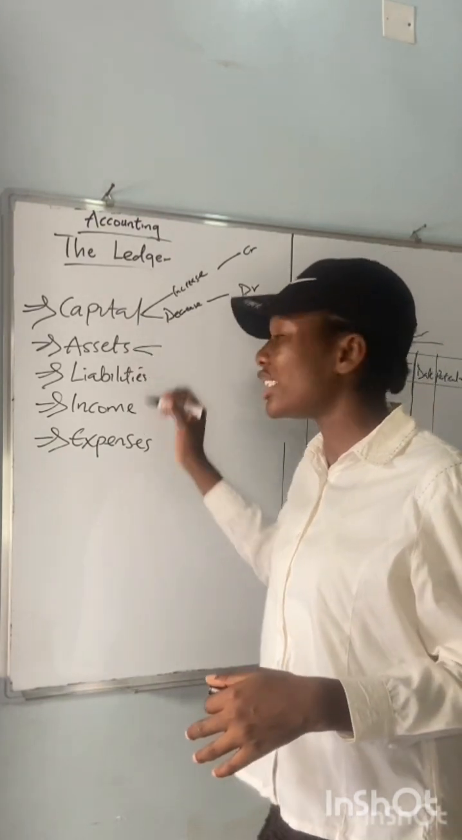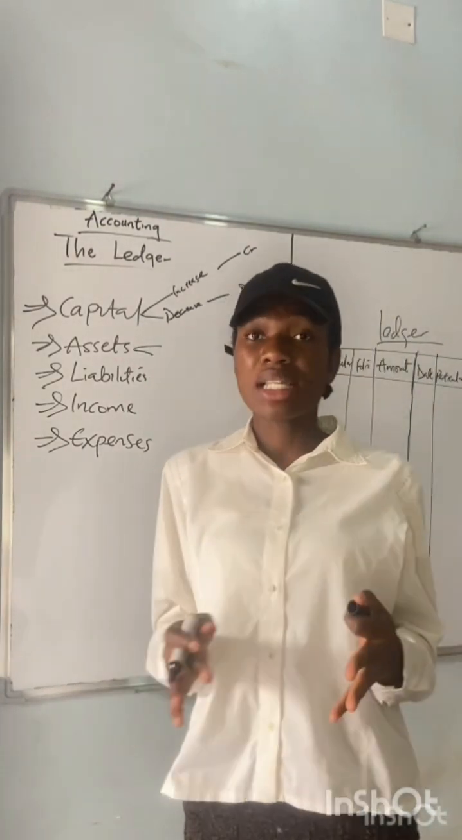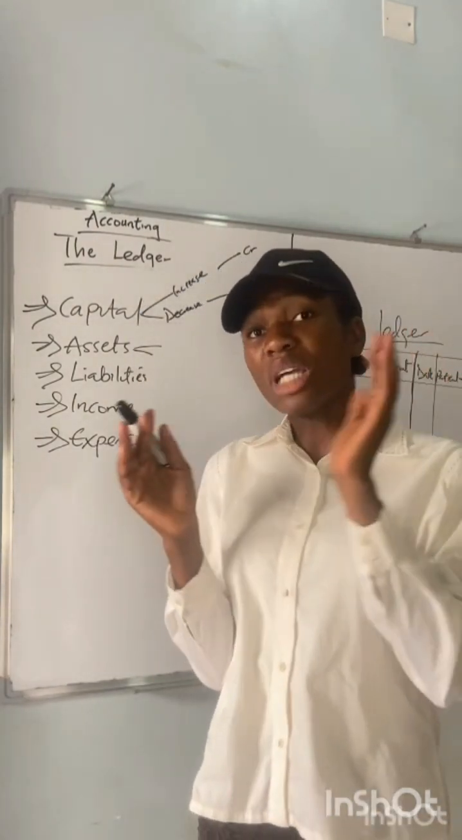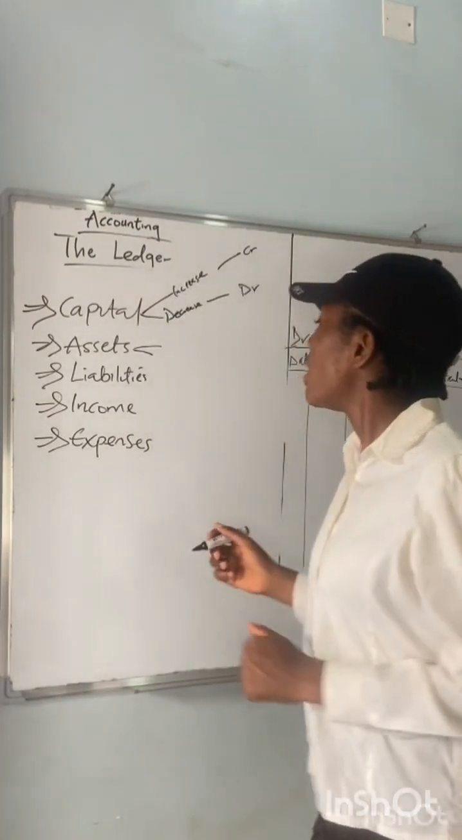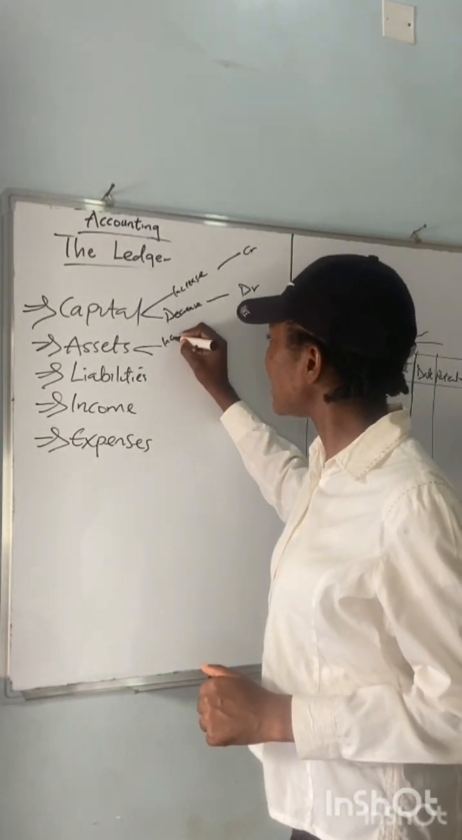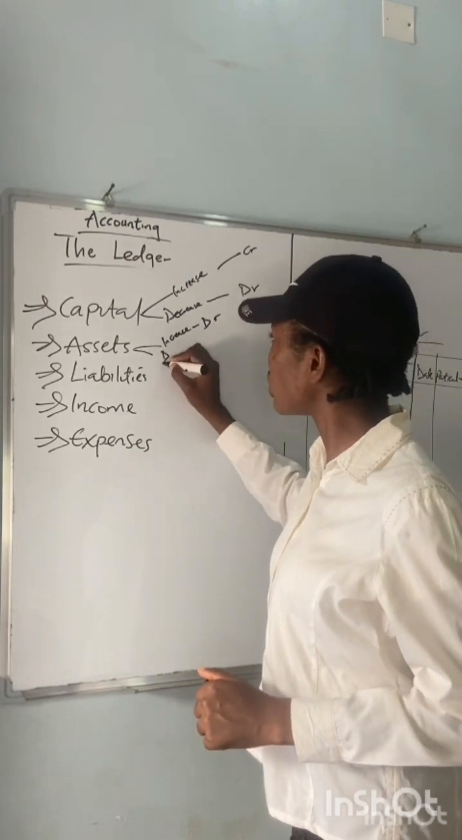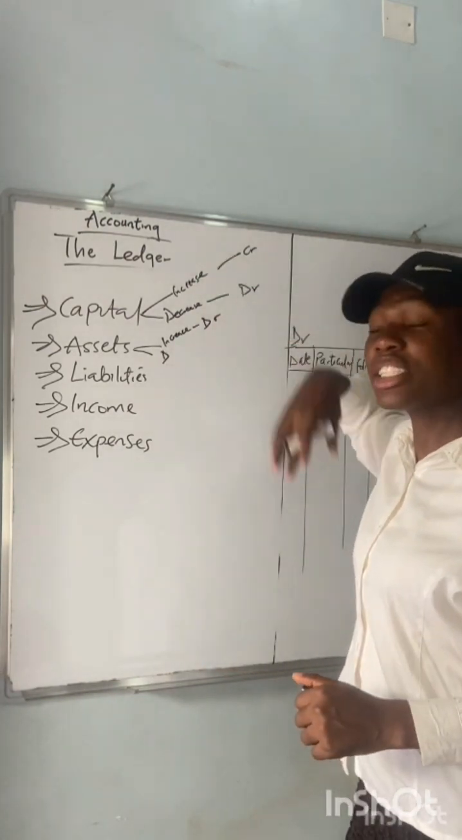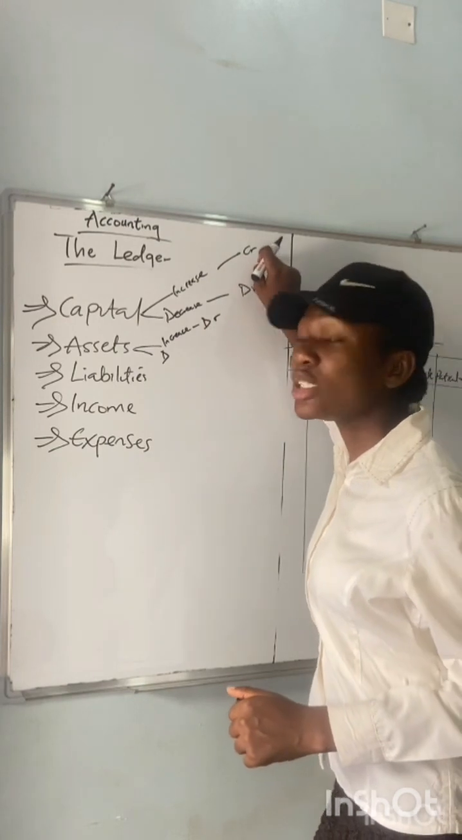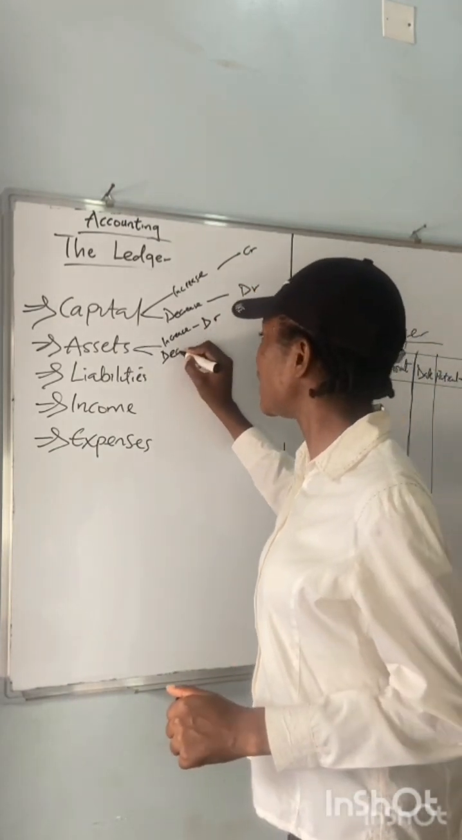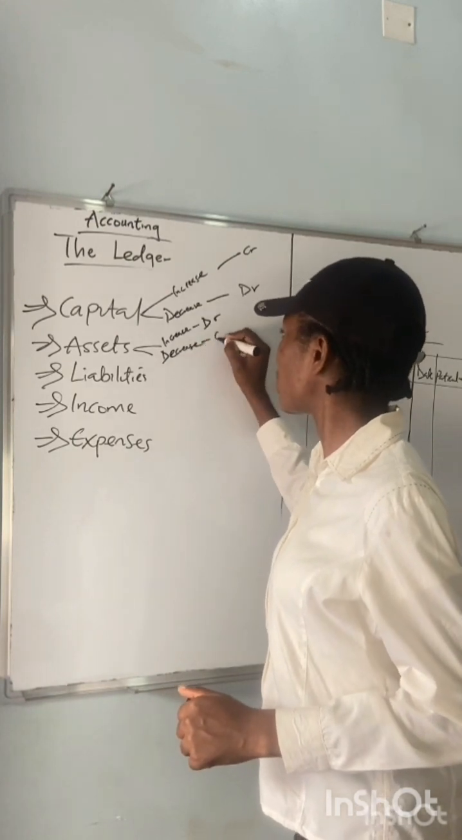Now our assets are the resources that the business owns, right? Everything that the business owns. We have both non-current assets and current assets, okay? Now when there's an increase in assets, increase in our assets is debited, and then decrease, you can see now that there's an exchange. Increase here was credited, whereas for assets, increase is debited, okay? And then decrease in asset is credited.